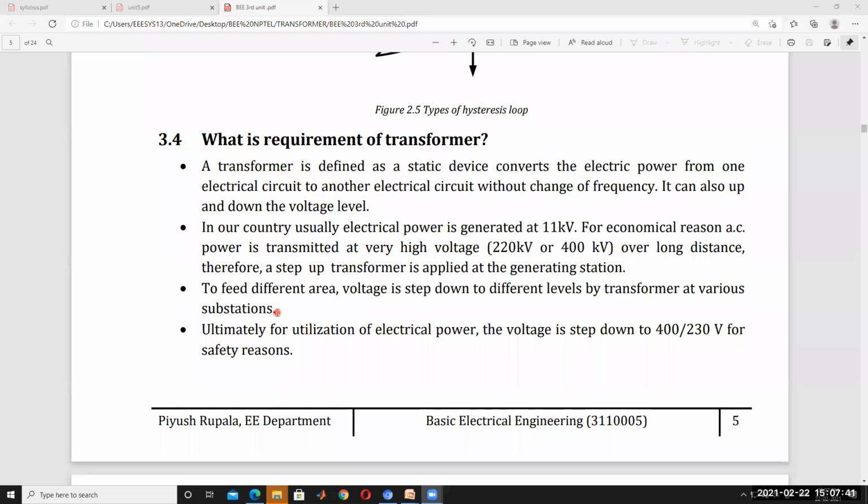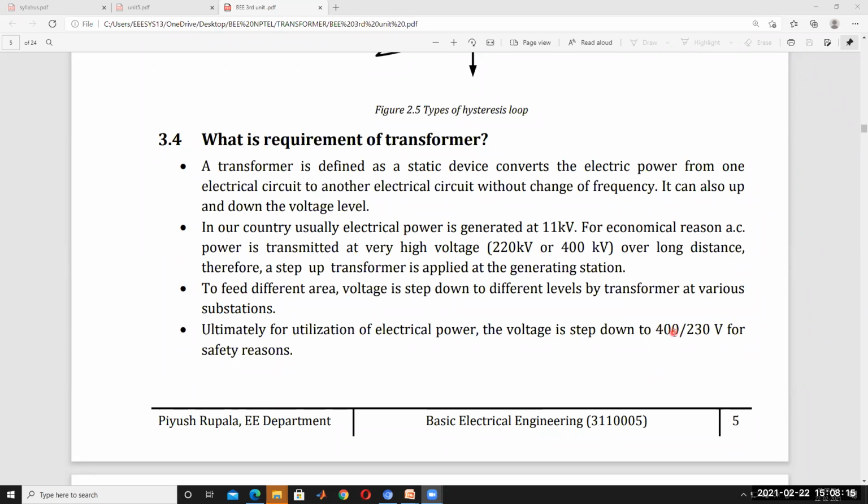So another step-down transformer is required to feed different areas. So voltage is to be stepped down at different levels by transformers at each substation. Ultimately, for utilization of electrical power, the voltage is stepped down to 400 or 230 volts for safety reasons. So our domestic equipment and appliances operate at 400 for three phase and 230 for single phase, for safety reasons. For these reasons only, our systems are working properly.